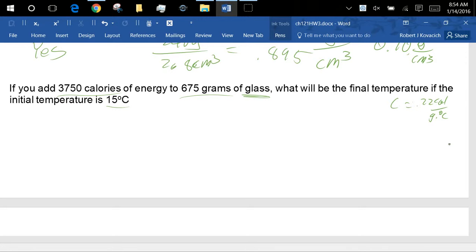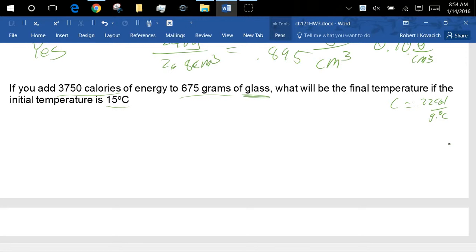You're applying heat from a flame to glass. All right, so I've got 675 grams of glass. It's kind of like hanging there in the air. I flip a Bunsen burner on, and I send in 3,750 calories of energy into it. So what's going to happen to its temperature? It's going to go up.